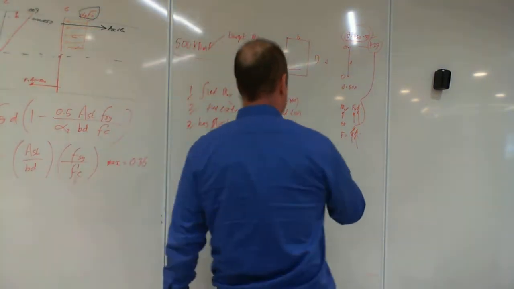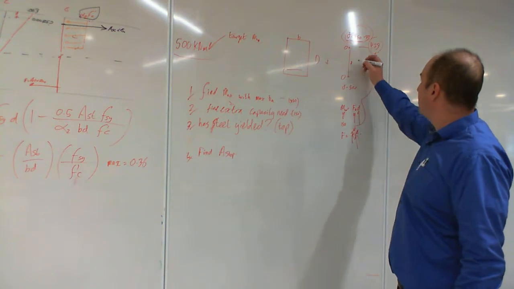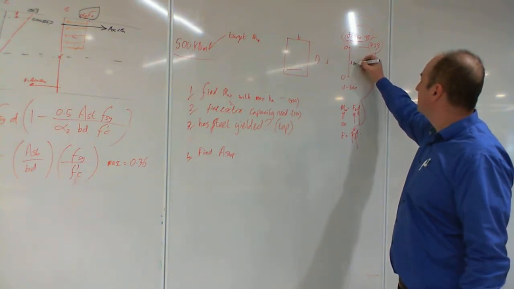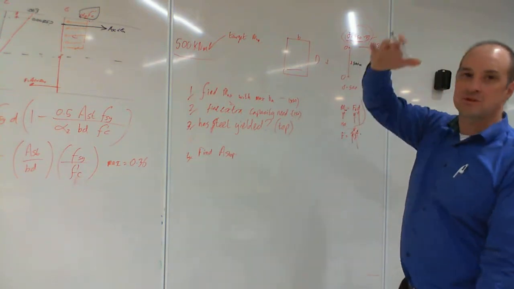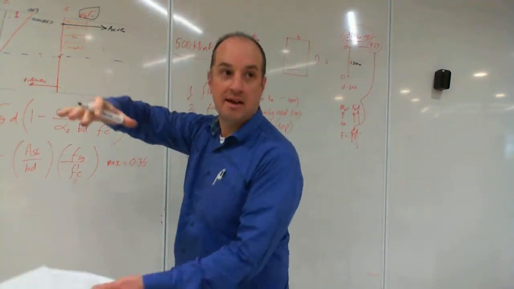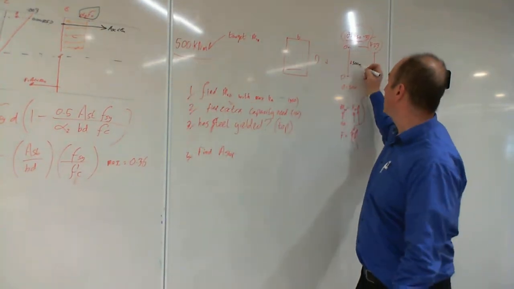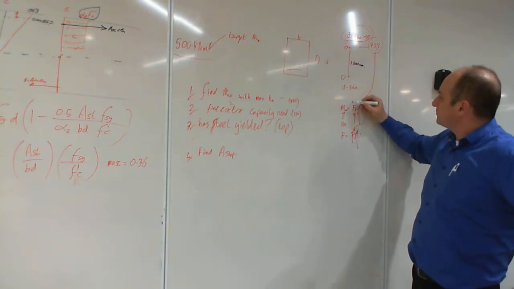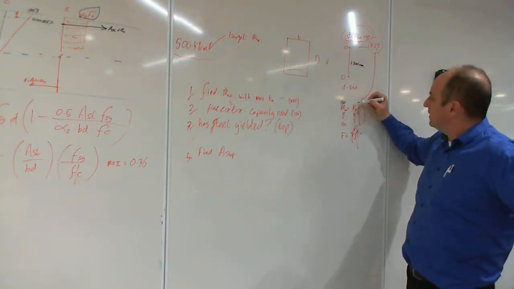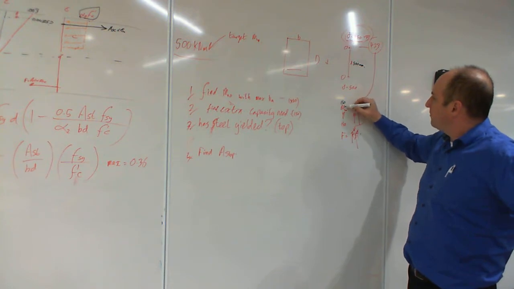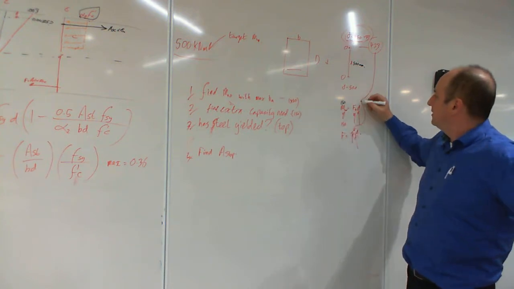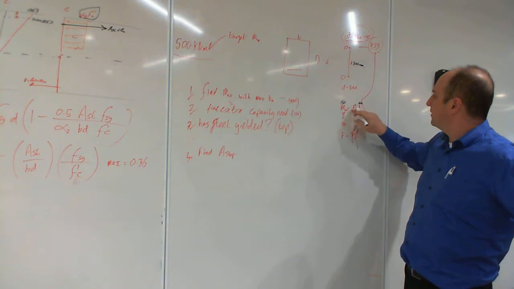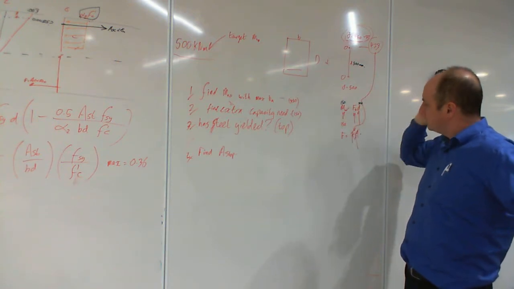So, let's put some numbers to it. Let's say our beam was 600 deep, it's a big beam. Our lever arm between the top steel and the bottom steel might be 500 millimeters. And our moment required is 150. Our D equals 500. Can someone divide 150 by 500 for me?